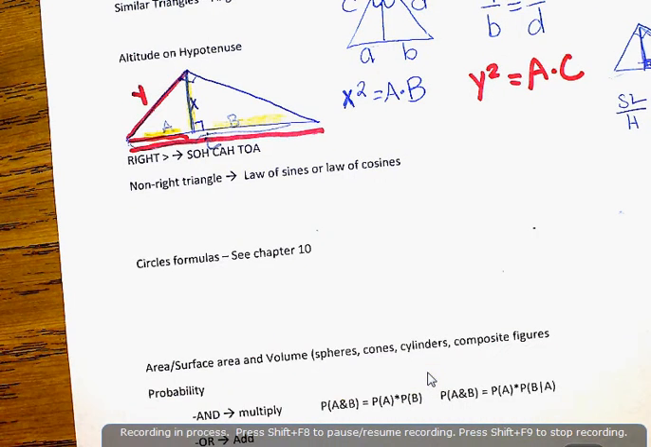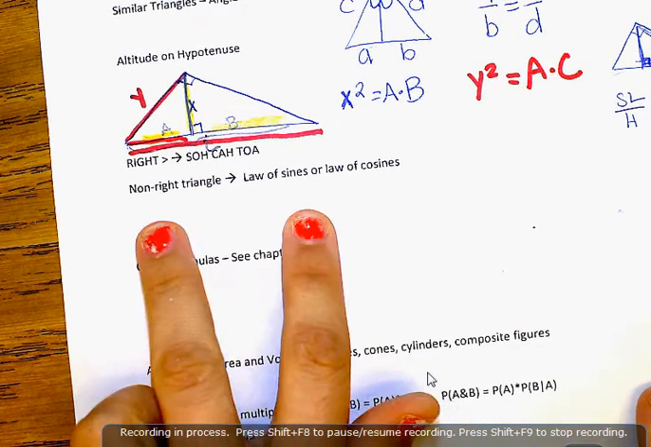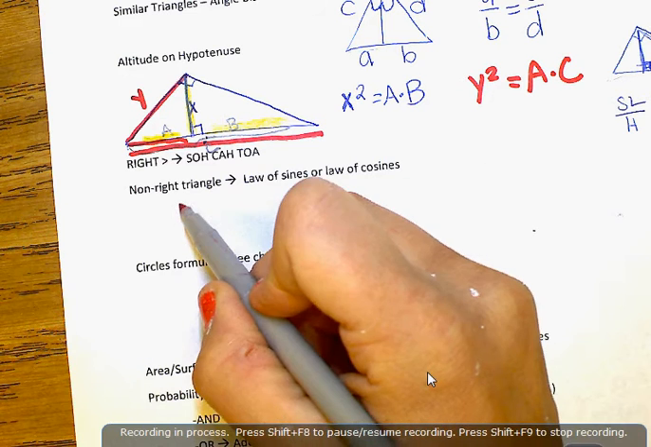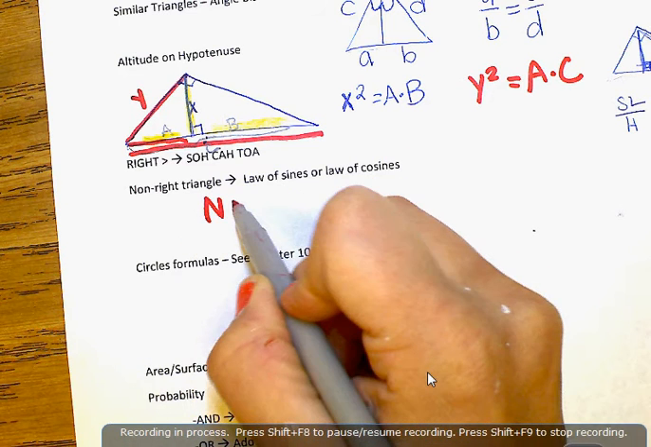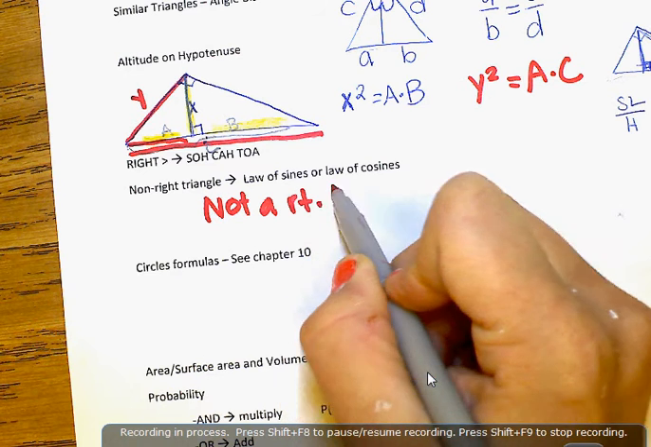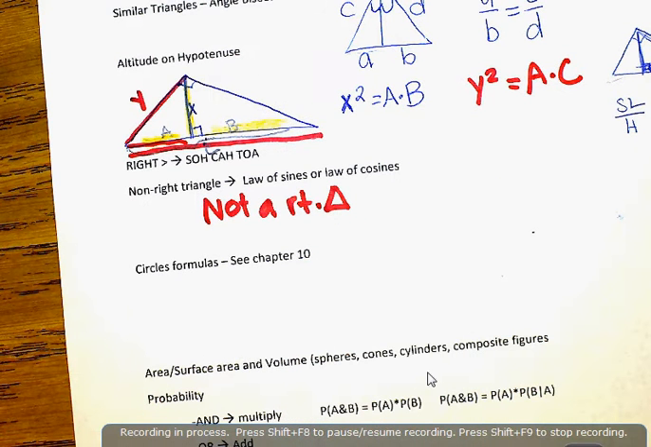Okay, so if it's a right triangle, we do SOH. The law of sines and the law of cosines if it's not a right triangle. Okay, so that's when you'll employ these two.